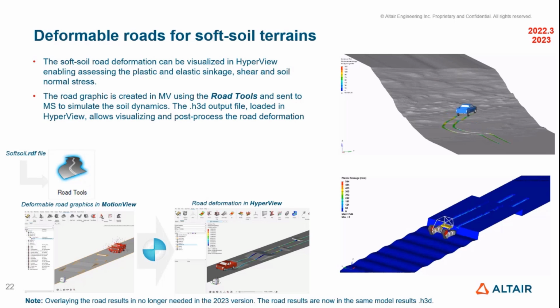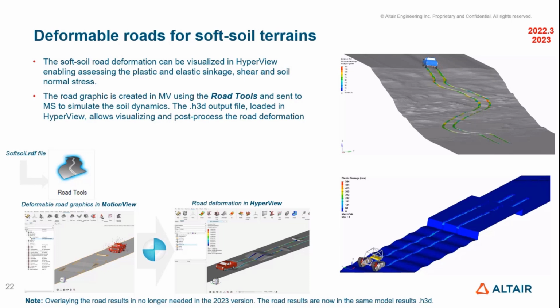Now, I mentioned that we started developing this in 22.3, and in 22.3 we had a separate H3D file to load in HyperView. Now in 2023, that's not needed anymore. The same results file that you have, the H3D for the model, is the same for the road, so you just have to load it once.